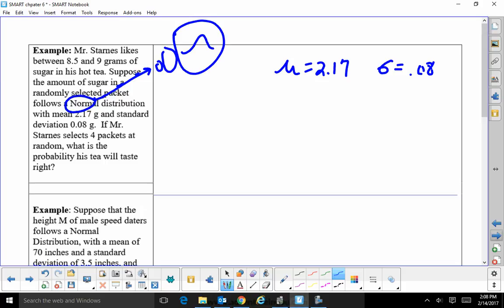If Mr. Starnes selects 4 packets at random, so this is the mean of 1 and the standard deviation of 1. What is the probability his tea will taste just right for him? So what am I going to have to go find? I'm going to have to find the mean of 4 and the standard deviation of 4. Go find that for me first.